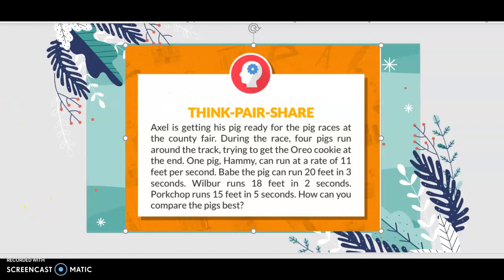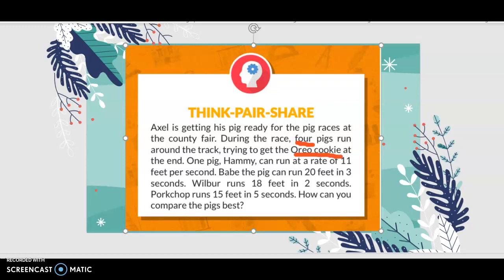All right, guys, nice work. So let's take a look at our next problem that I failed you on. And this one is about Axel getting ready to go to the pig race. And it says during the race there are 4 pigs. So whichever pig wins gets a what? Oreo cookie. I would personally compete for an Oreo cookie.